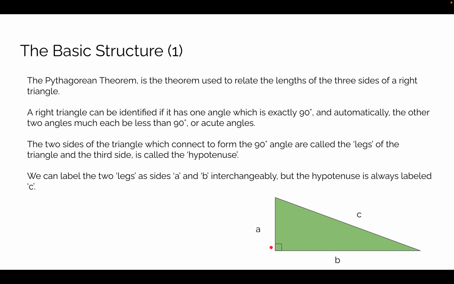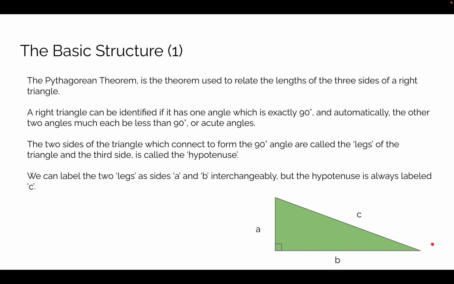The two side lengths which are connected to the right angle are called the legs of the triangle, and the third side, the diagonal of the triangle, is called the hypotenuse. If we want to label this triangle in accordance with the Pythagorean theorem, we can label the two legs as side lengths A and B interchangeably, meaning it doesn't matter which one you call A and which one you call B, but the hypotenuse will always be called C.